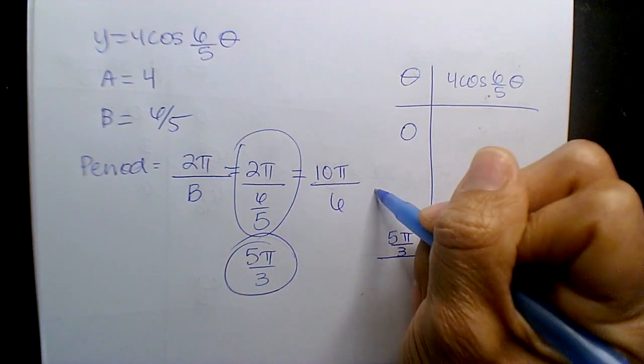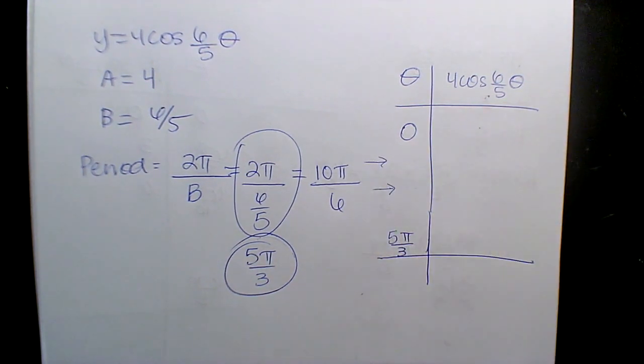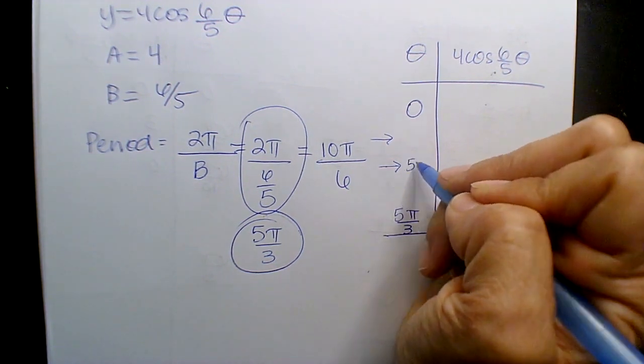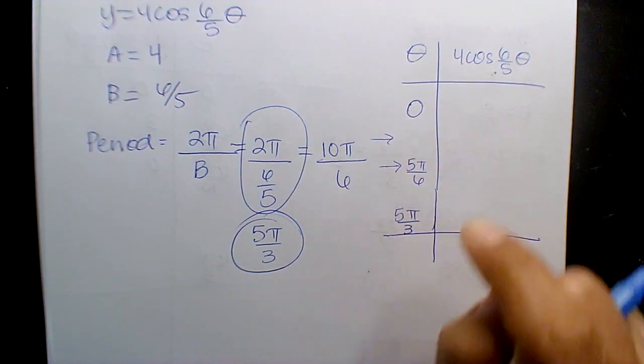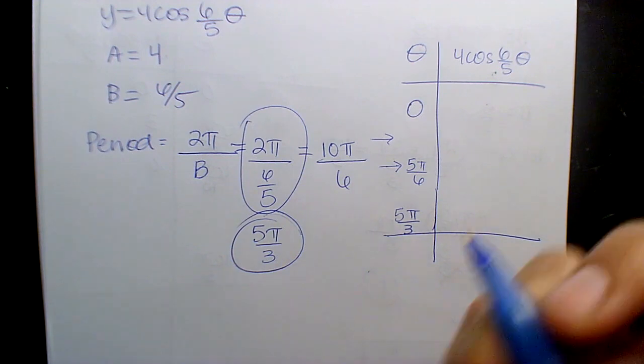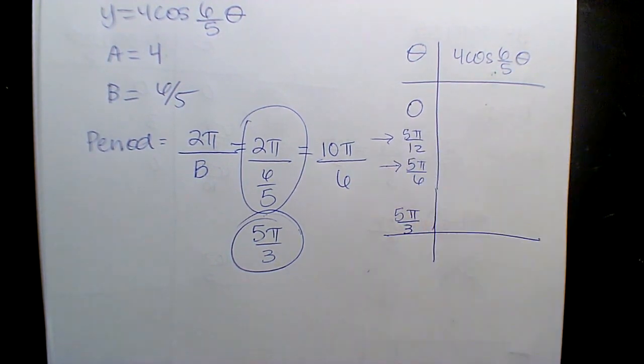So now you want to get the fourth, you want to get the half, and then we're going to get the other half, right? Okay, so what's half of 5 pi over 3? What's half of 5 pi over 3? Right. And so what's half of 5 pi over 6? Right. 5 pi over 12.